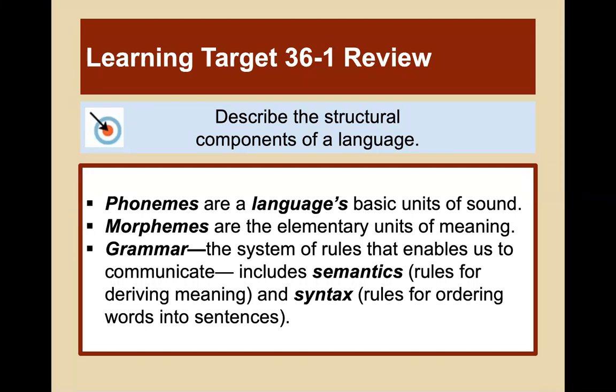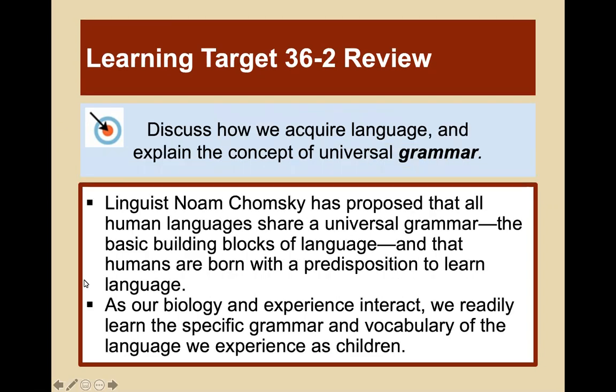Morphemes are the units that have meaning. So morphemes, meaning. Grammar is the system of rules that enables us to communicate. It includes both semantics, the rules for deriving meaning, and syntax, the rules for ordering words into sentences. Linguist Noam Chomsky has proposed that all human languages share a universal grammar, which are the basic building blocks of language. This is universal across the globe, and humans are born with an innate predisposition to learn language.